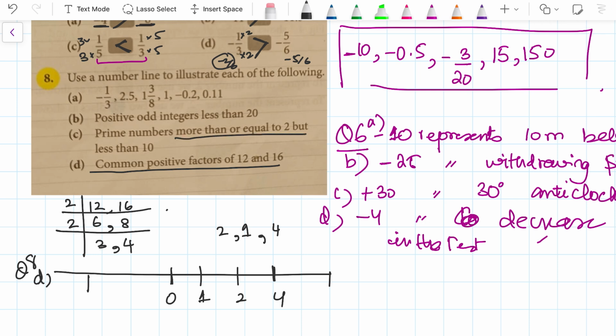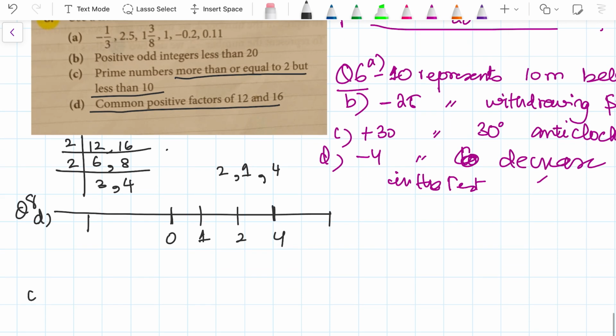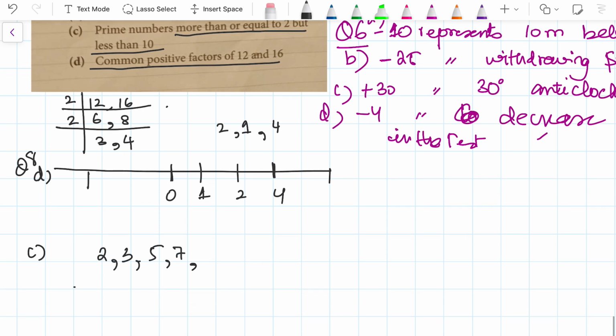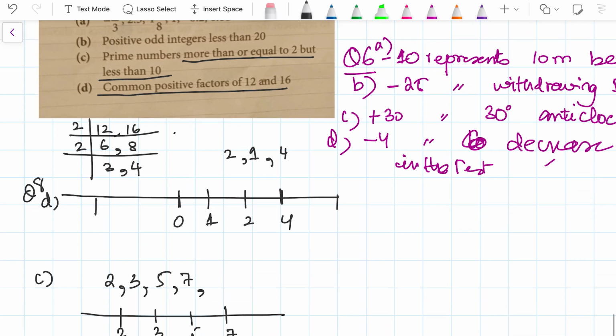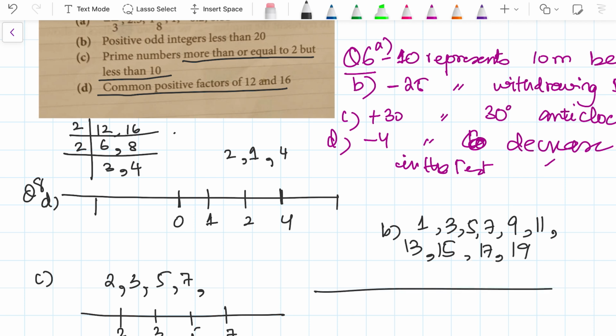Prime numbers more than or equal to 2 but less than 10. 2, 3, 5, 7. That's it. So you just need to label on the number line. Positive odd integers less than 20. Very simple. You just need to plot them on the number line.